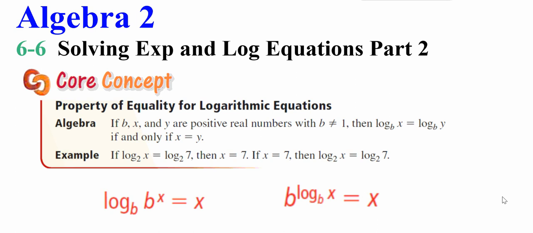Hey mathletes, this is solving exponential and logarithmic equations part 2. We're really going to focus on solving equations where we see logarithms and they have a variable in their argument.